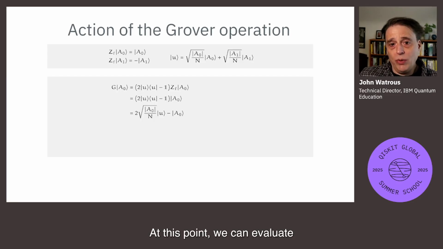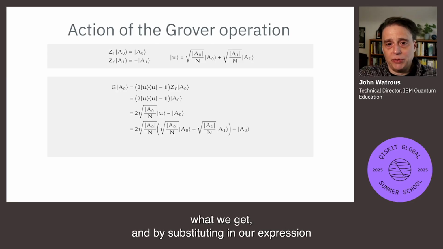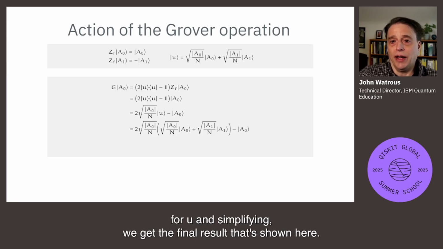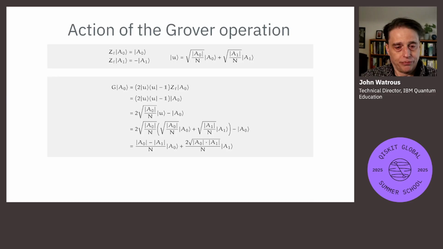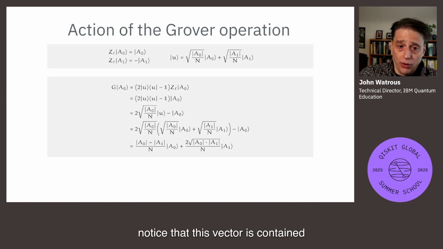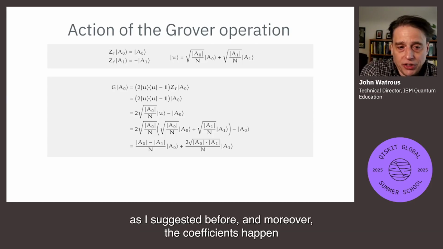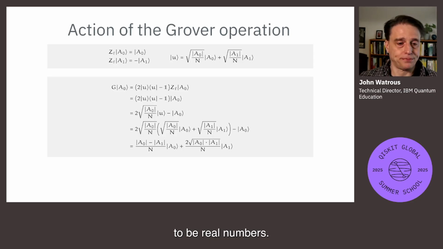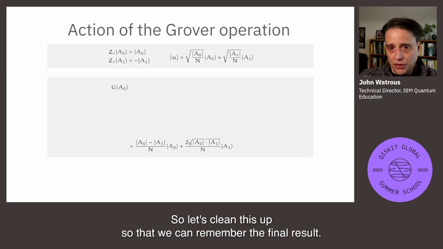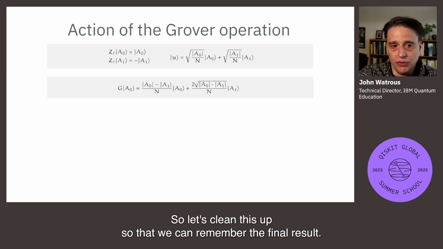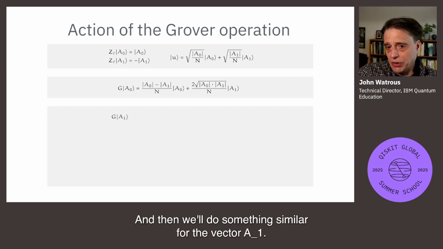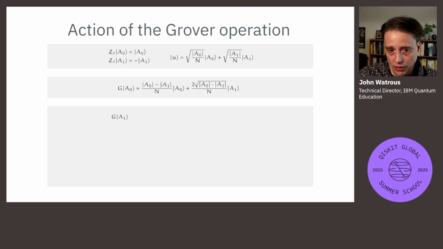At this point, we can evaluate what we get, and by substituting in our expression for ket U and simplifying, we get the final result that's shown here. In particular, notice that this vector is contained in the two-dimensional subspace spanned by ket A0 and ket A1, as I suggested before, and moreover, the coefficients happen to be real numbers. So let's clean this up so that we can remember the final result.